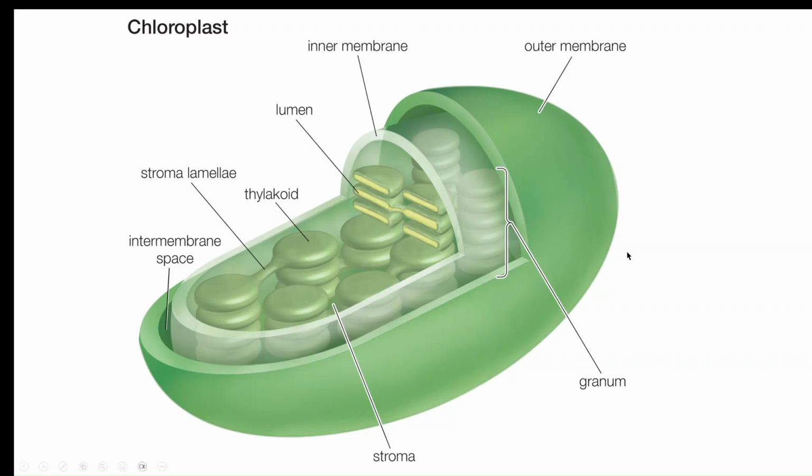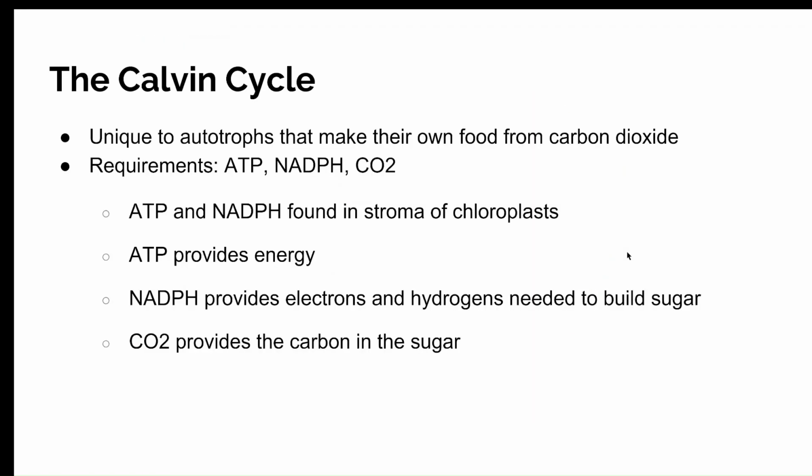All right, so we're going to look inside of there, and we're going to jump right into the Calvin cycle and take a quick overview of what we're going to see here. The Calvin cycle is unique to autotrophs that make their own food from carbon dioxide. So we only see this in chloroplasts. We only see the Calvin cycle in autotrophs. We do need some requirements.